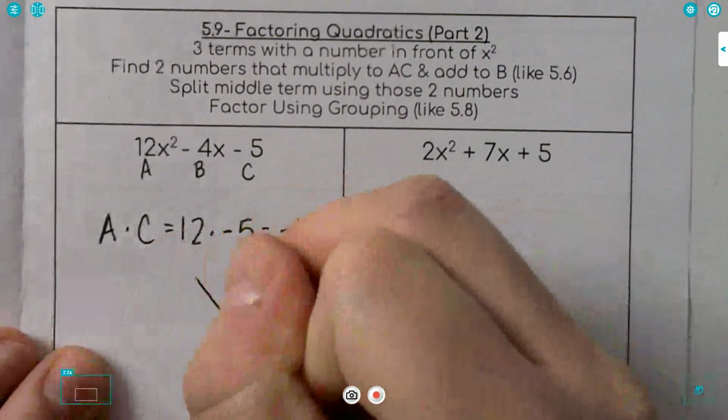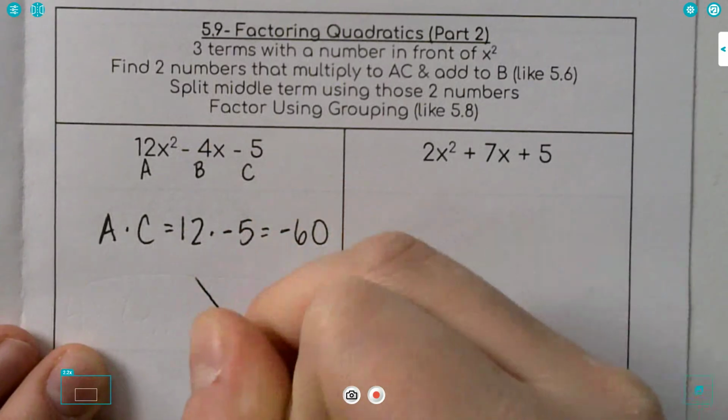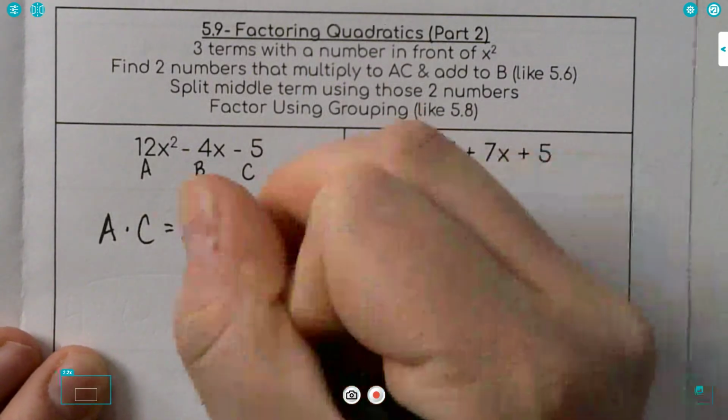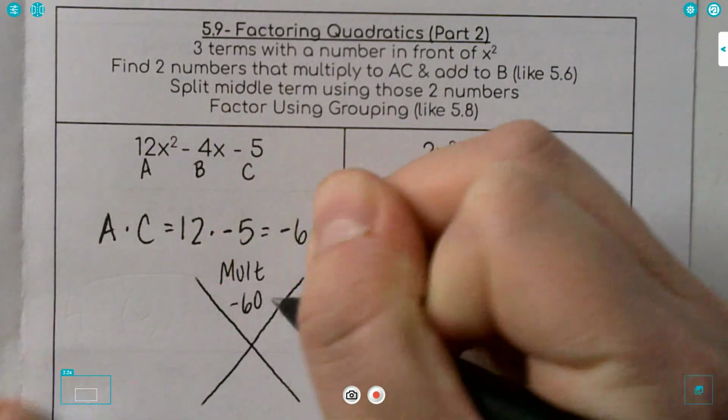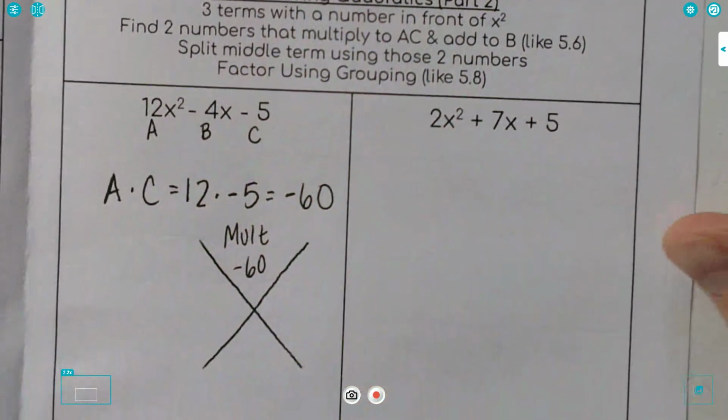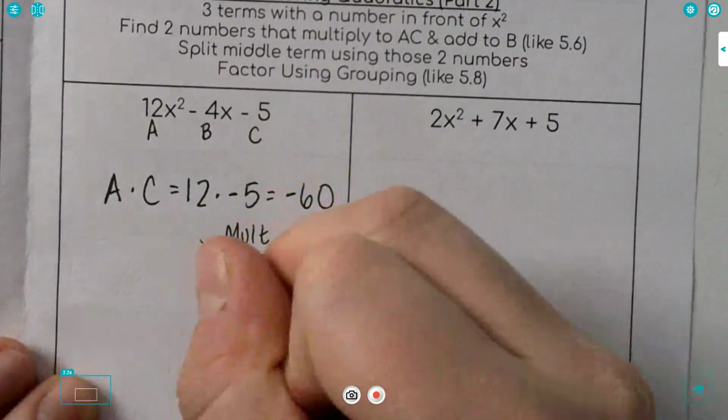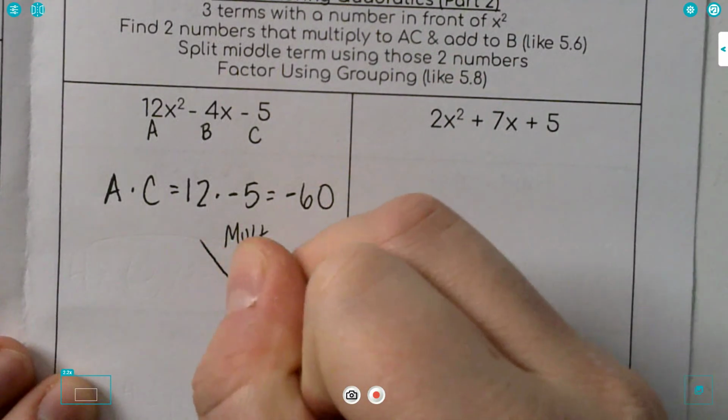Okay, I'm going to make my X. I need to multiply to negative 60. What am I trying to add to? Negative 4. I'm trying to add to negative 4.